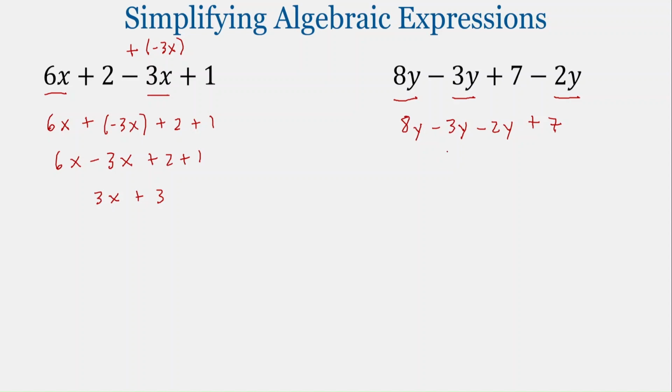8y minus 3y is 5y, minus 2y plus 7. 5y minus 2y is 3y plus 7. And that is our answer for simplifying that algebraic expression.